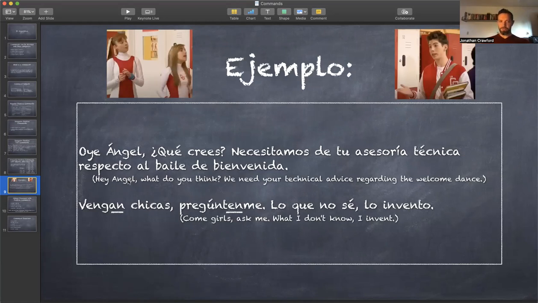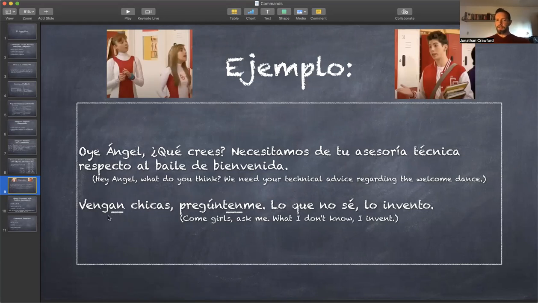Hey, Angel. Angel is a common name in Spanish. What do you think? We need your technical advice regarding the welcome dance. So el baile de bienvenida is the welcome dance. Asesoría técnica means like technical advice. They need technical advice, but really it's just a trick.